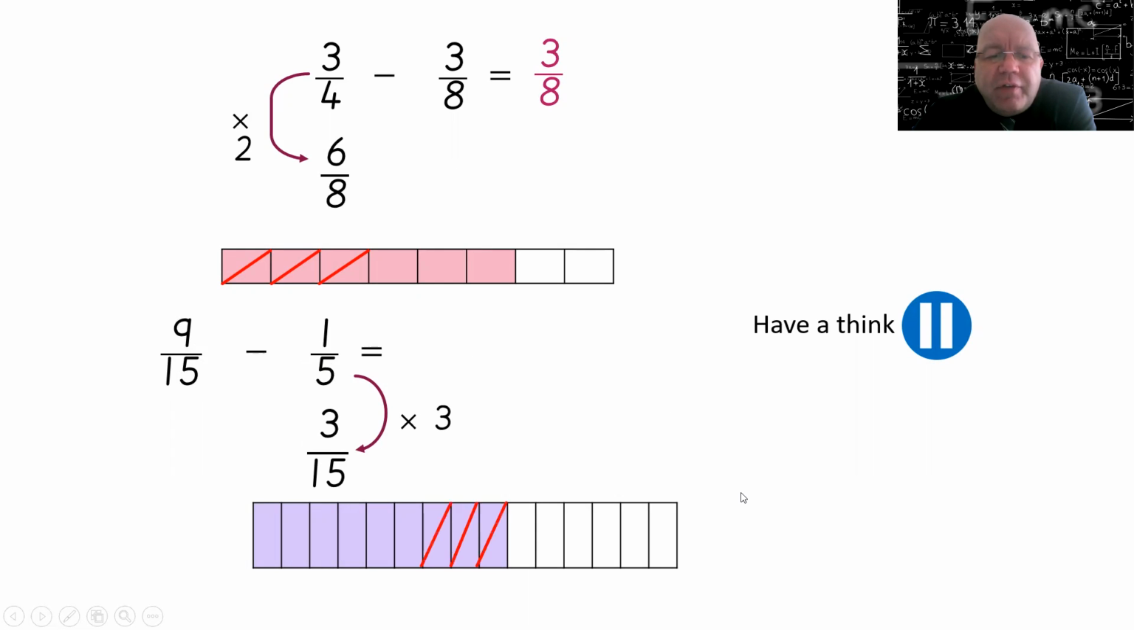Let's take away the 3/15. There we go. 1, 2, 3. And we are left with 6/15. Okay, that's a perfectly acceptable answer, unless you are asked to simplify and show in its smallest terms, because some of you will have spotted we can divide top and bottom by 3, and that will give us 2/5 as a simplified answer.